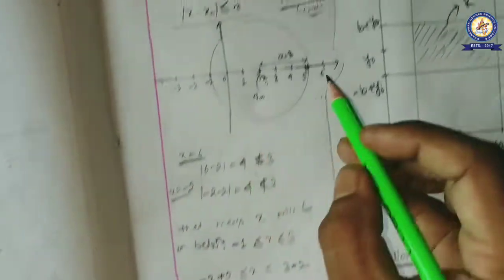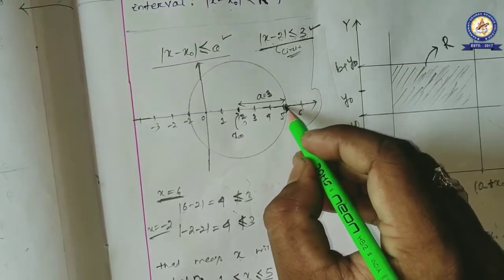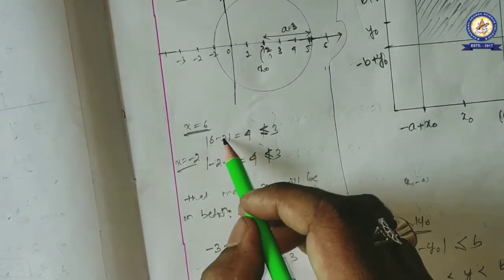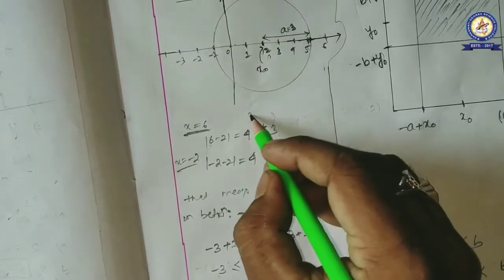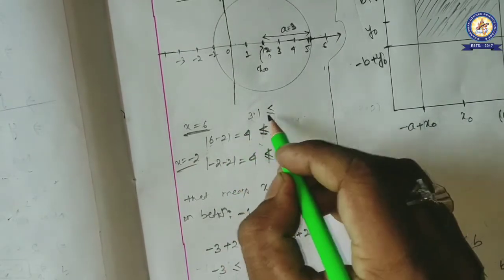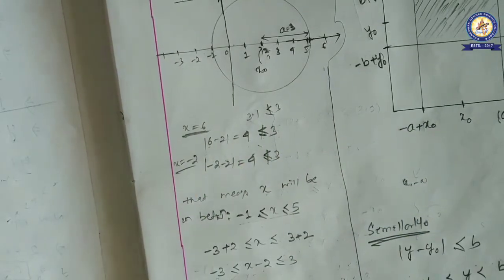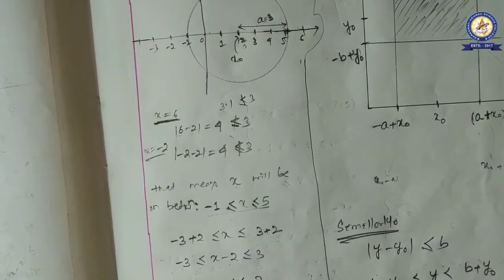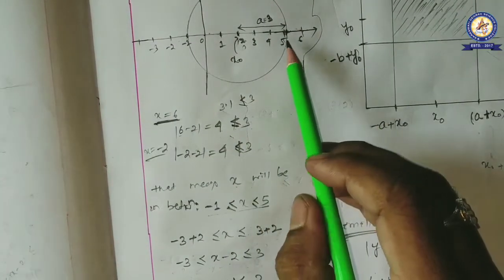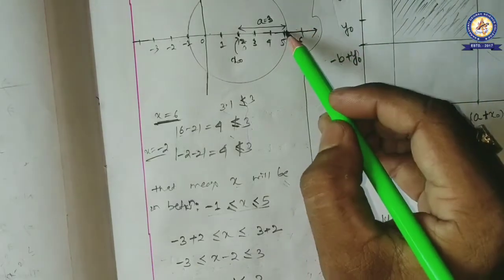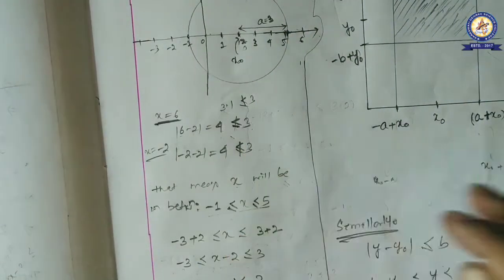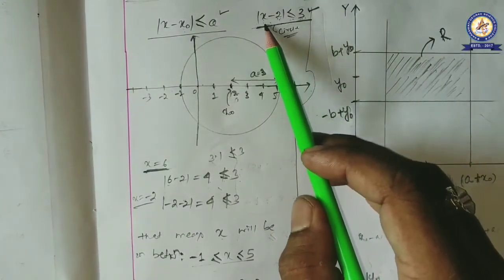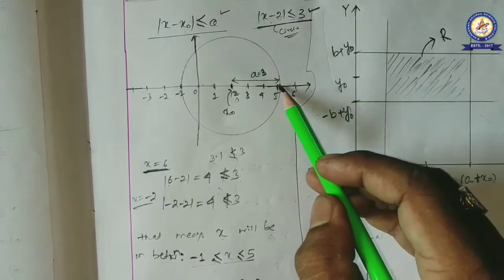Now consider another point, 5.1, just above 5. 5.1 minus 2 will be 3.1, and 3.1 is not less than or equal to 3, right? That means I could not consider the points above 5. So towards the right-hand side, for this case |x − 2| ≤ 3, the maximum limit is 5.